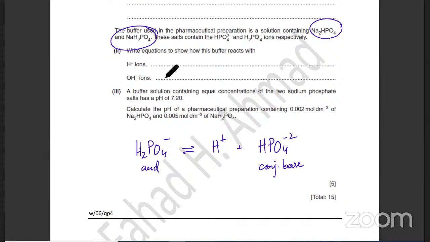हाँ वो तो वही है कि what happens if H+1 is added? The H+1 will react with the conjugate base, which is HPO4 -2, and it's going to form H2PO4 -1. Vice versa, if you add OH ions, who will the OH ions react with? The H2PO4 -1. H2PO4 is going to release H+1 ions and neutralize the OH ions to water, and it will turn into HPO4 -2. सही है. ठीक है.